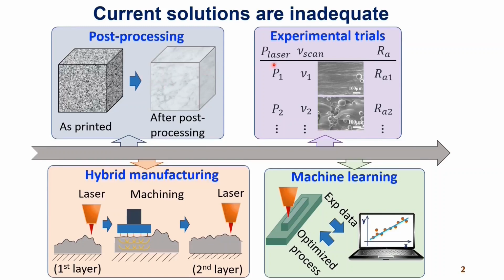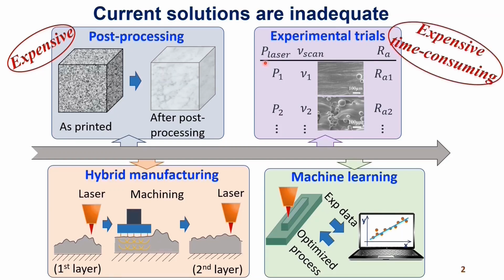We show the different techniques that are currently used to minimize surface roughness. Post-processing includes additional steps such as sandblasting, electropolishing, and grinding to address the surface roughness, but it adds an additional step and this can be quite expensive. Experimental trial and error involves adjustment of different variables such as power, speed, layer thickness, and because there are many variables and we have a large parameter space for each of these variables, this also can be pretty expensive and time consuming. Hybrid manufacturing, such as adding a machining step with the laser processing, is another solution that is often adopted, but this also adds an extra step, and sometimes the process is also difficult to control because there are different steps that have to be done in sequence.